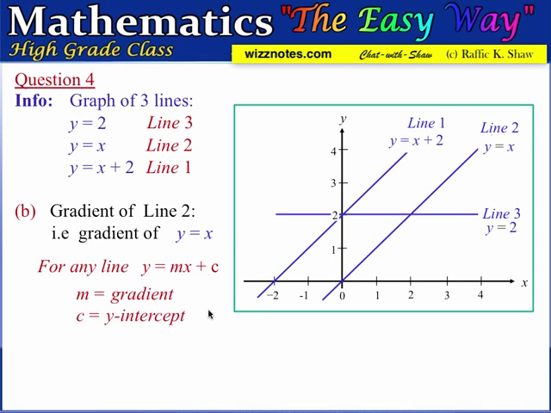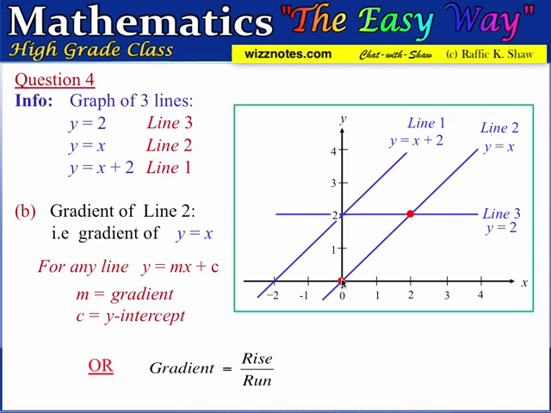But we could also show that the gradient is equal to 1 by looking at the rise over run from one point to another point on the line. Gradient generally is equal to rise over run between 2 points on a straight line. And if we take these 2 points, for example, on the line y equals x, this point is at the origin, and this point has coordinates (2, 2).